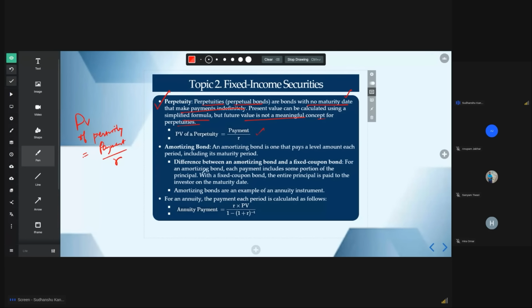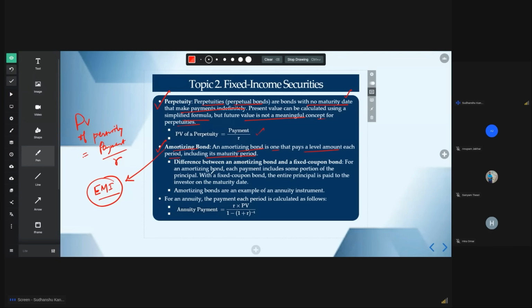Okay, then we have something called an amortizing bond. This also sounds like a very difficult concept. When you hear the word amortizing, just think of your EMIs for your home loan or something. An amortizing bond is one that pays a level amount each period, including its maturity period.